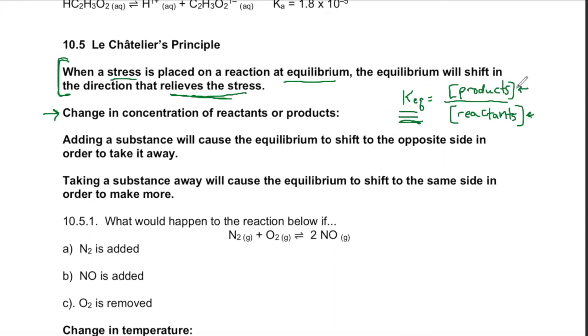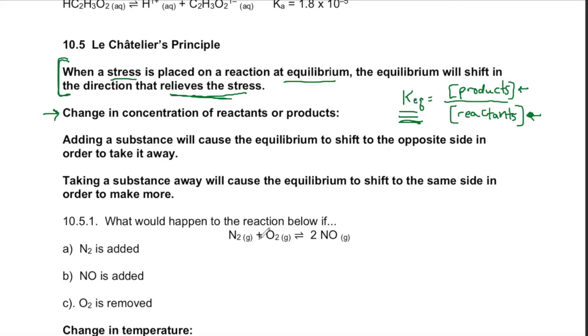So if you add products and you make this numerator too big, the system is going to have to take away some products to bring it back down. If you take away something, take away reactants, let's say, then the system's going to have to make more reactants in order to make KEQ be the right value.